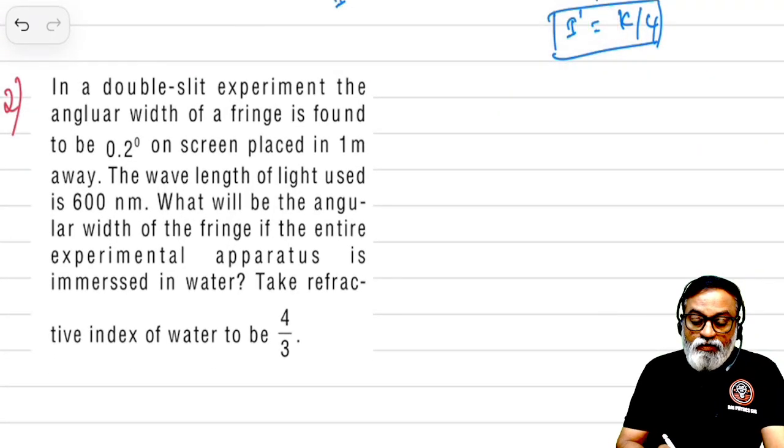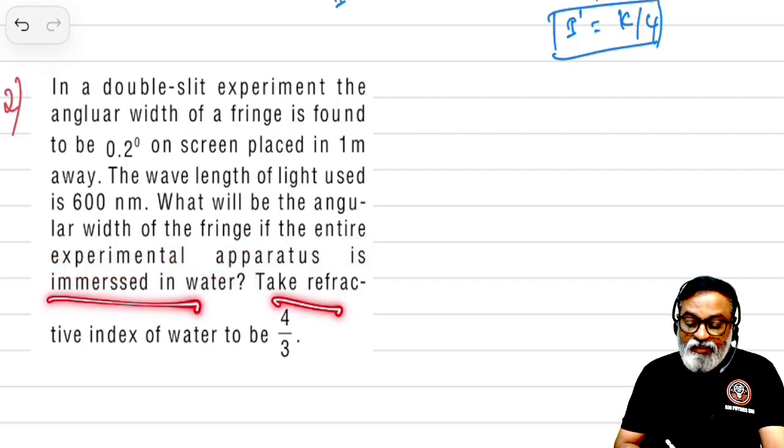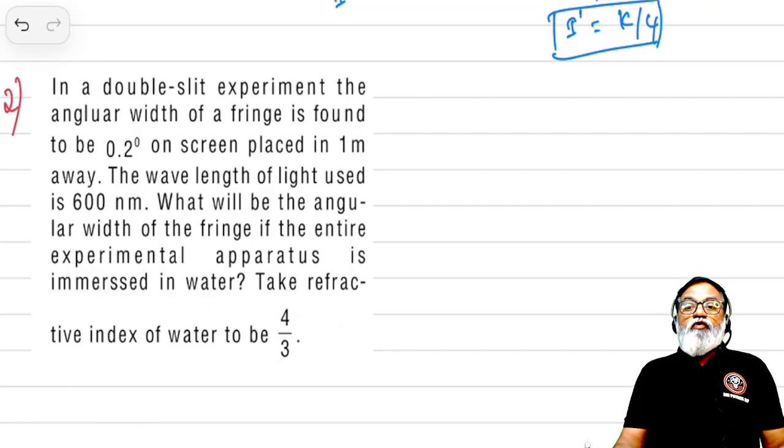Next one. In a double slit experiment, the angular width of fringe is found to be 0.2 degrees and the screen is placed 1 meter away. The wavelength of light used is 600 nanometers. What will be the angular width of fringe if the entire experimental apparatus is immersed in water? Take the refractive index of water to be 4 by 3.